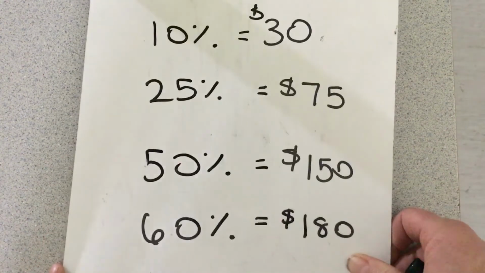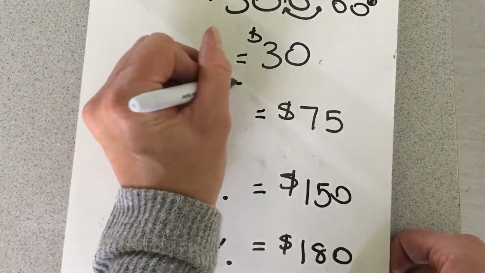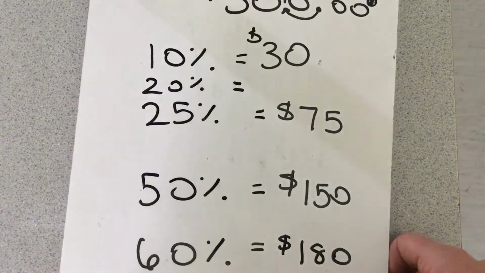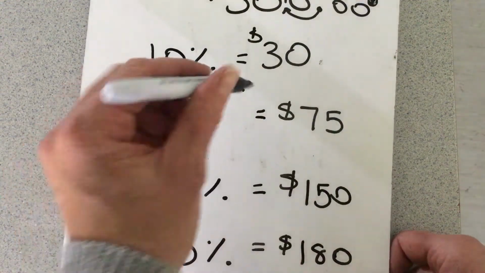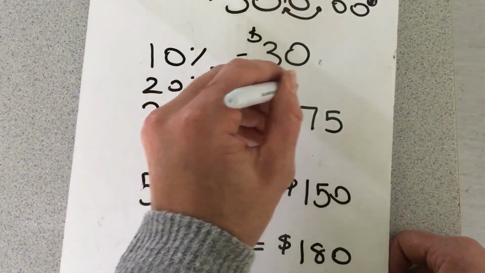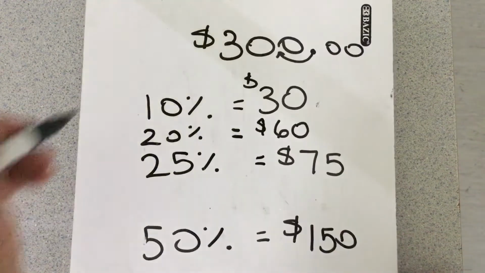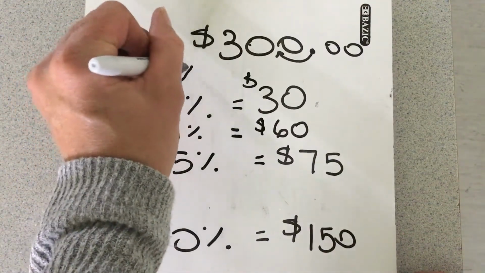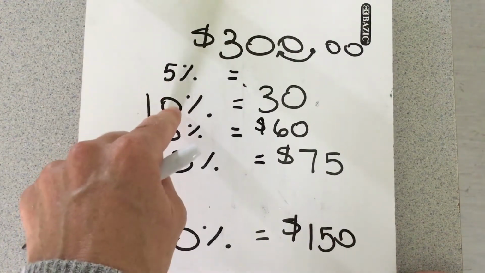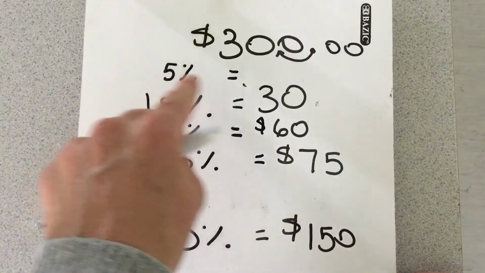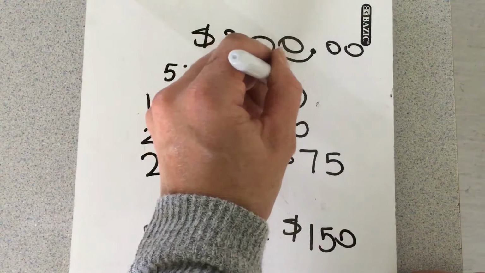So not all the time are sales that way. Sometimes we might have a sale that's 20% off. So then all I look for is, well, I can find 10% off, no problem. And if I double it, I should get 60. Sometimes you might get a sale of 5%. So if half of 10 is 5, what is half of 30? Well, I would get 15.